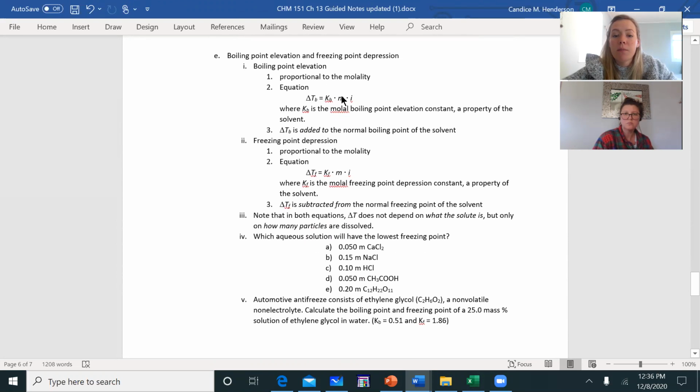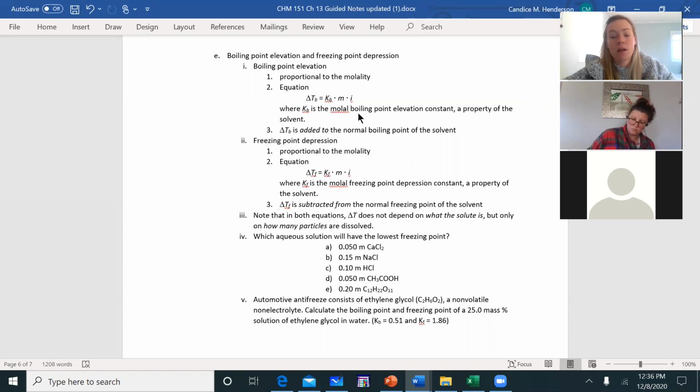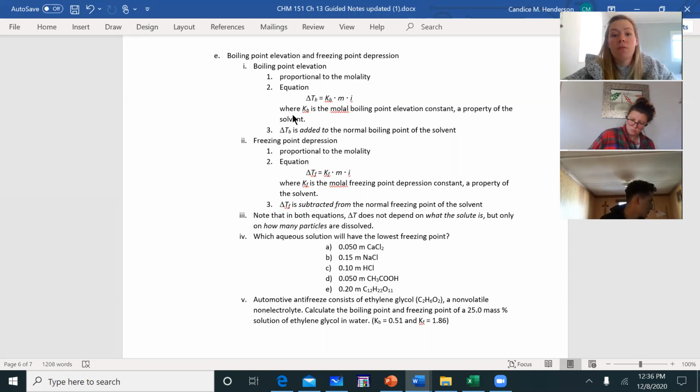We talked about boiling point and freezing point, and specifically boiling point elevation. So boiling point will increase if you have more dissolved salts. Your freezing point change is known as freezing point depression. Freezing point will decrease as you increase the amount of particles.